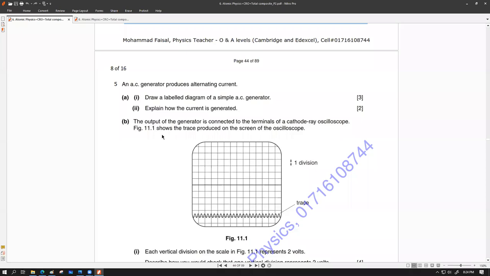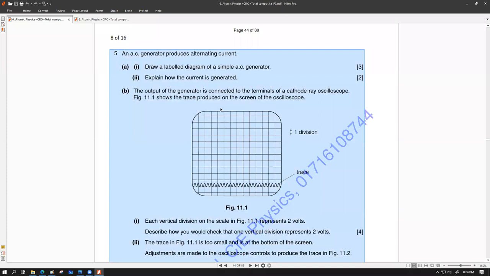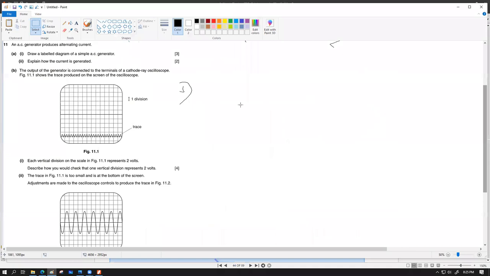Have a look. Hold on, question borrow. An AC generator produces alternating current. Draw a labelled diagram of a simple AC generator.